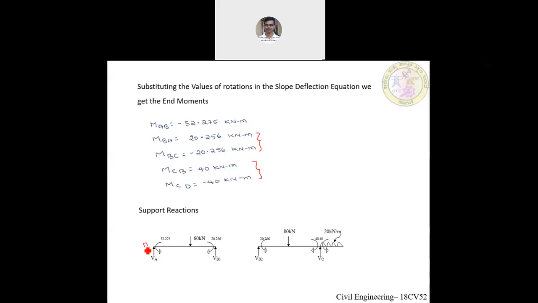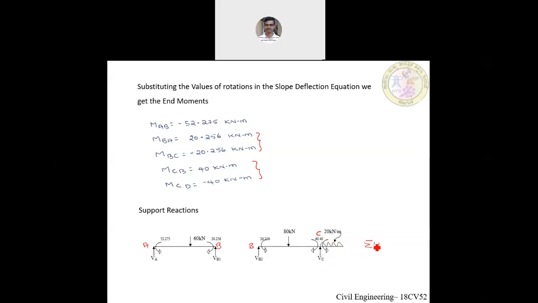B as VB1. Now, for the second span, we can see that it is not a simple support, it is a simply supported beam with an overhang. So that also needs to be considered in the analysis while calculating the reactions VC and VB2. This will be contributing. So now these are determinate structures.